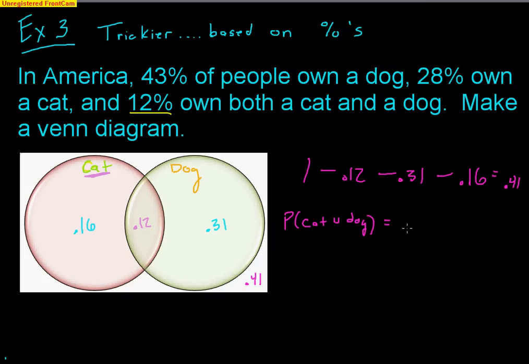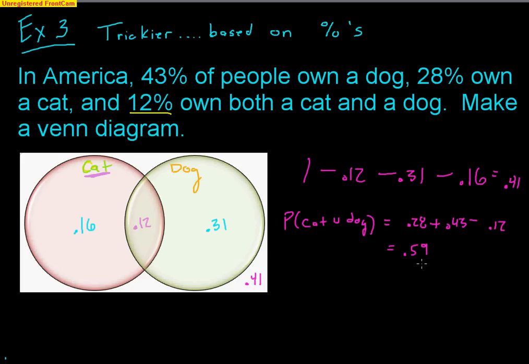So it'd be cat, 28%, plus dog, 43%, minus the overlap, because you don't want those people to be counted twice. So 0.28 plus 0.43, minus 0.12, would be 0.59. So 59% of people own a cat or a dog, which is why 41% don't own either. So 59% own a cat or a dog.